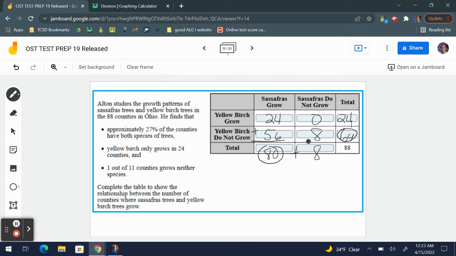If you need it, watch it again. But the hardest part is probably calculating this one and making sure that this one is 0, just due to the fact that a total of 24 grow in the counties. So that's going to give me this 24 over here. So 24 shows up twice just because this is 0.